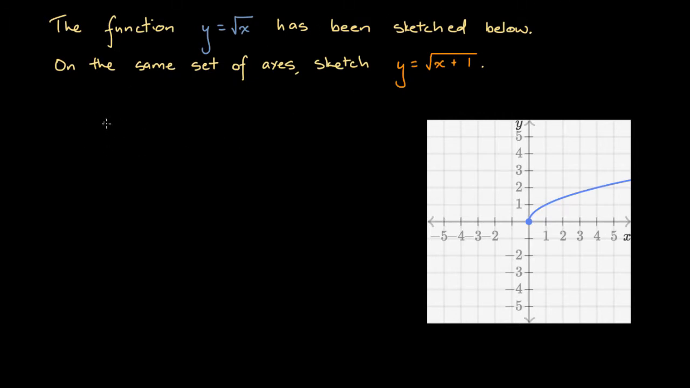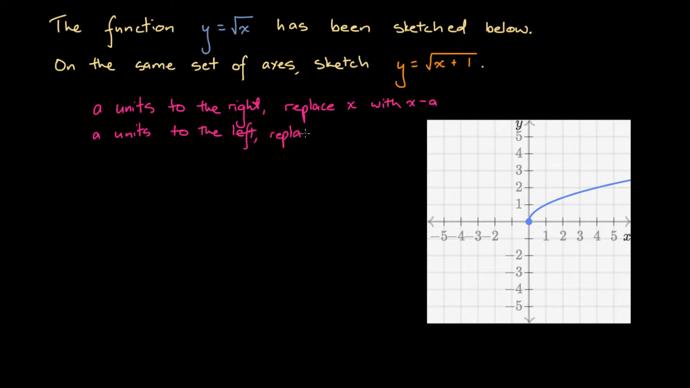You might recall that if we want to shift the graph of a function a units to the right, what we have to do is replace x in the functional form with x minus a. Alternatively, if we want to shift it a units to the left, what we have to do is replace x in the functional form with x plus a. So these are rules that govern how functions can be shifted left or right of the origin.